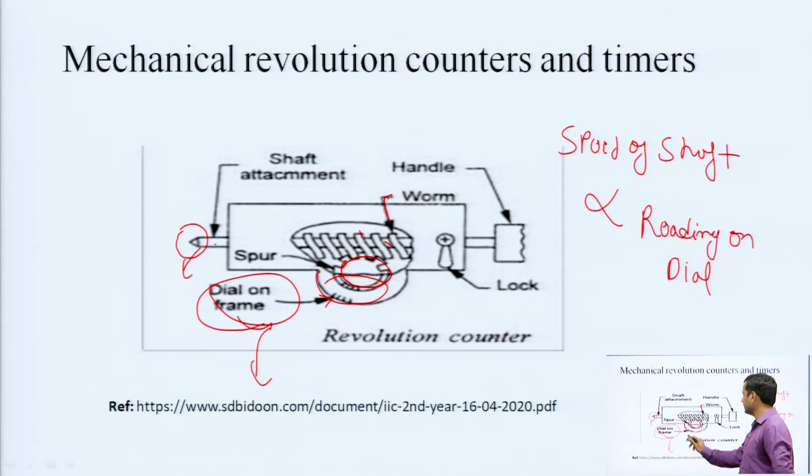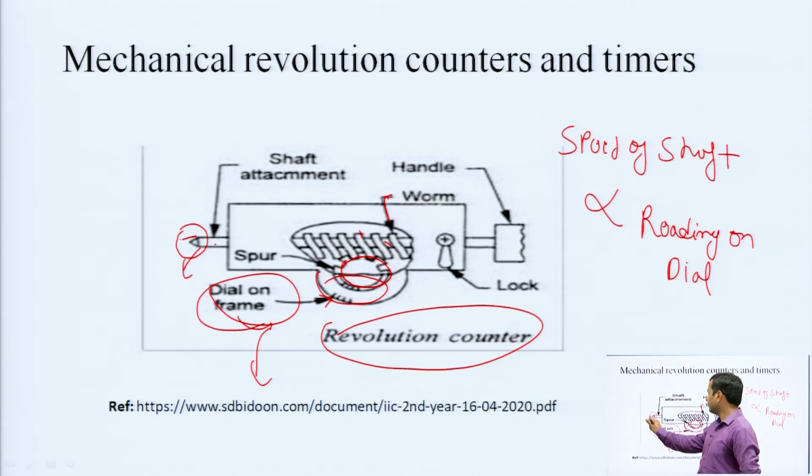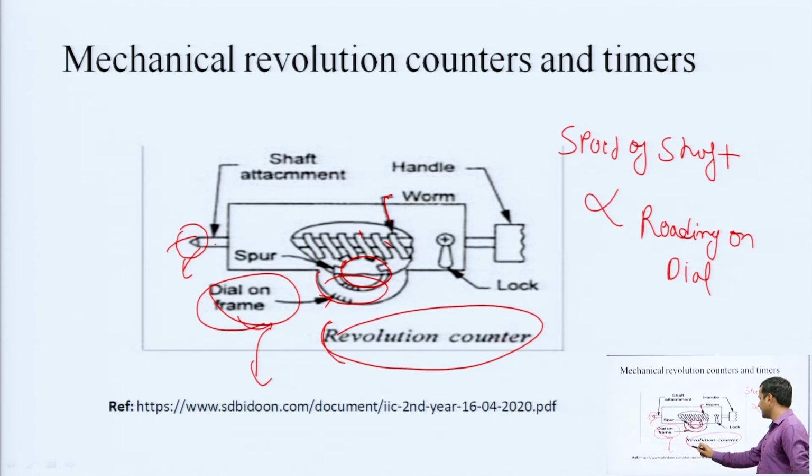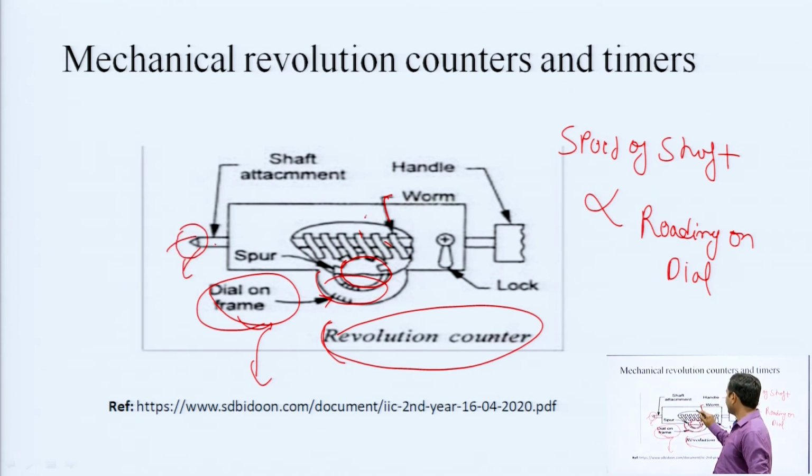So, that is why it is called a revolution counter, because the rotation of the shaft can be counted. That is why it can be called the mechanical arrangement of a revolution counter. When this shaft rotates, the worm also rotates and the spur is connected with this worm.